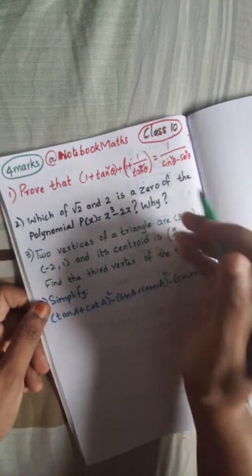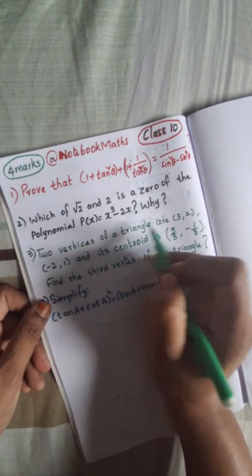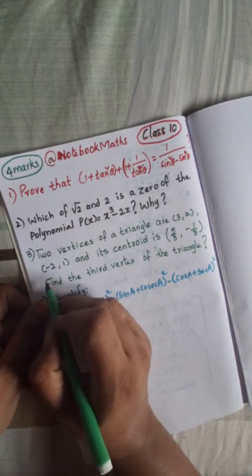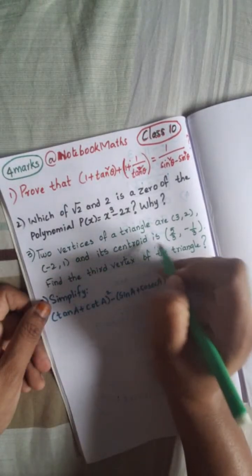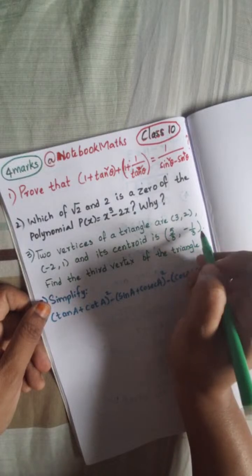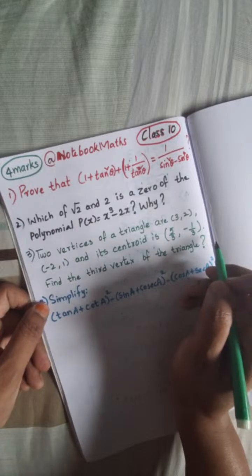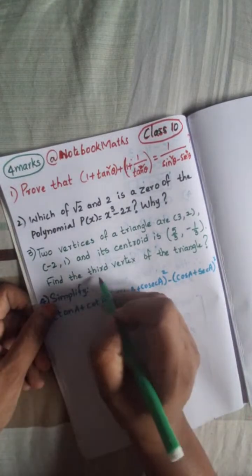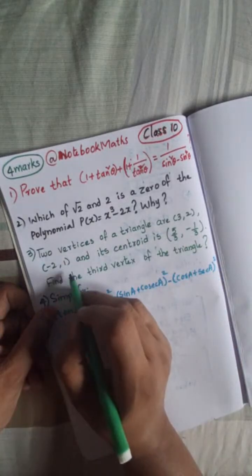It also asks for the reason. Third question: two vertices of a triangle are (3, 2) and (minus 2, 1), and its centroid is (5 by 3, minus 1 by 3). Find the third vertex of the triangle. We are asked to find the third vertex, and two vertices are given.